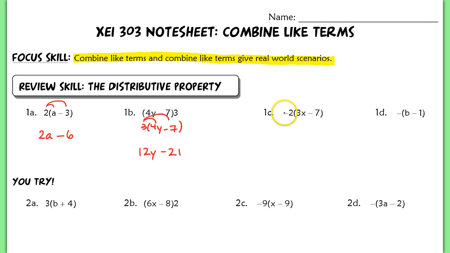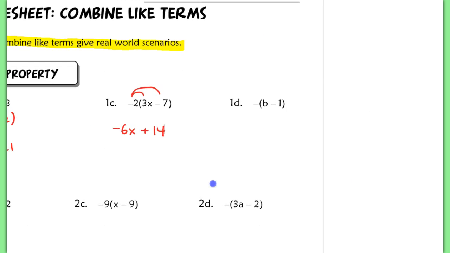In C, now I have a negative 2 to distribute. So I'm going to distribute negative 2 to 3x and negative 2 to a negative 7. So this first term I get from negative 2 times 3x gives me negative 6x. I have to be really careful here when I do negative 2 times negative 7, because that'll give me a positive 14.